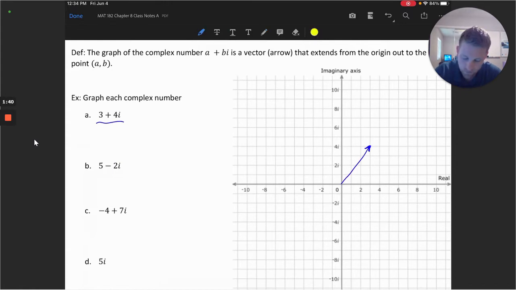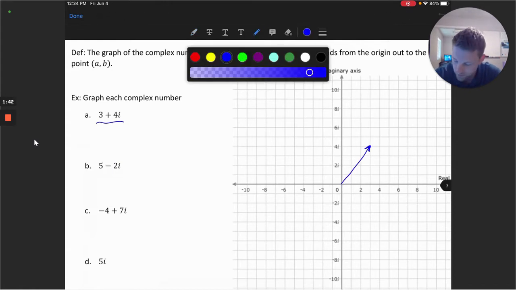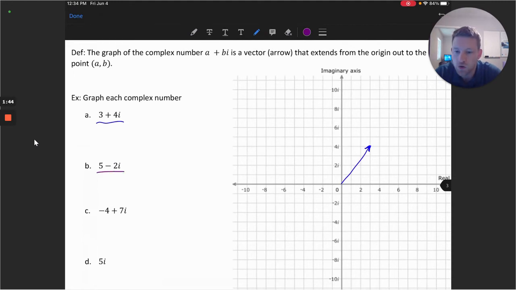The second vector that we'll make is the vector of 5 minus 2i. That's 5 in my real, negative 2 in my complex. So that would be 5 to the right and negative 2 down. So that would be our vector going into the fourth quadrant.